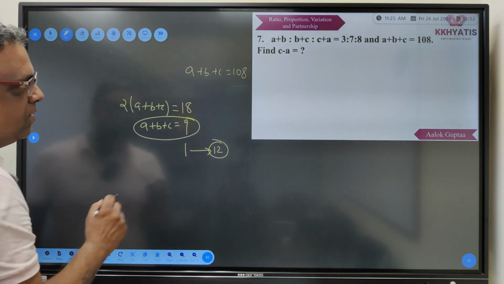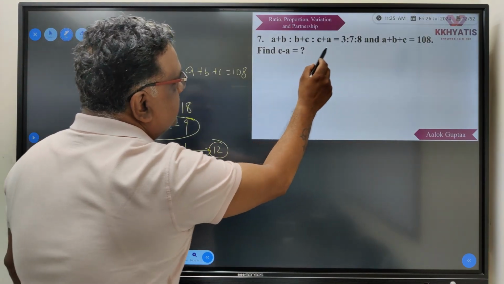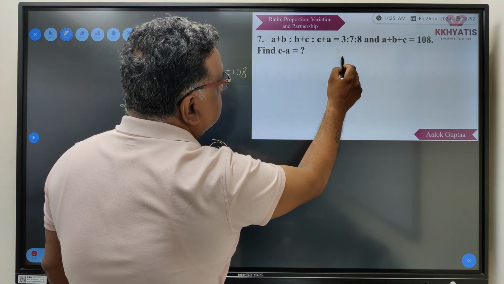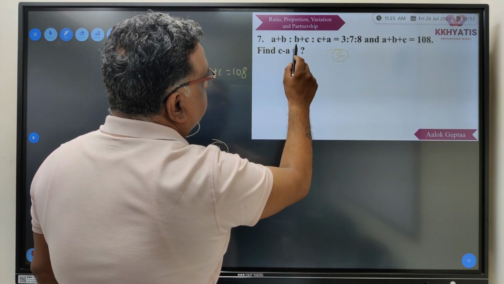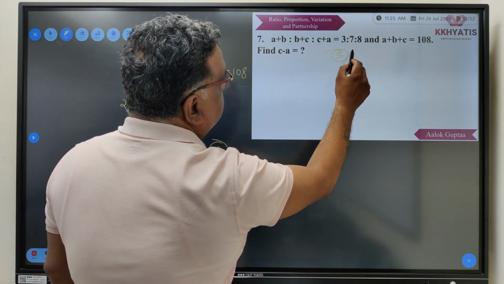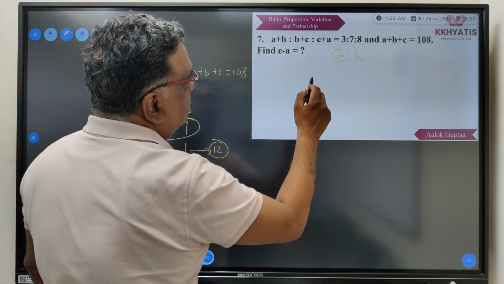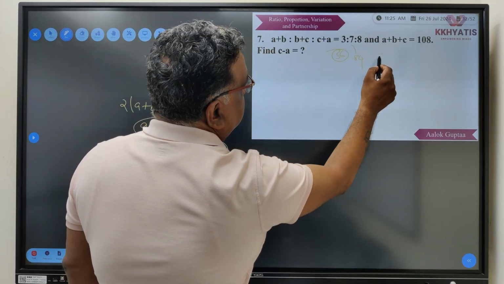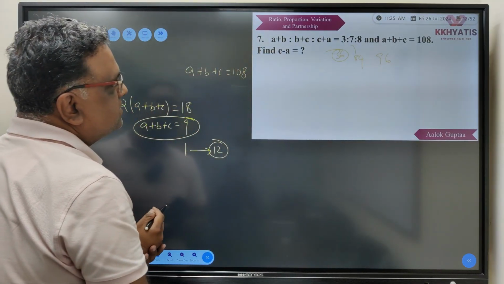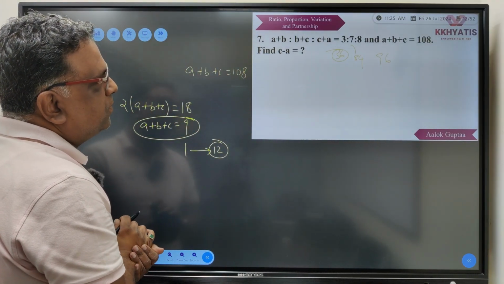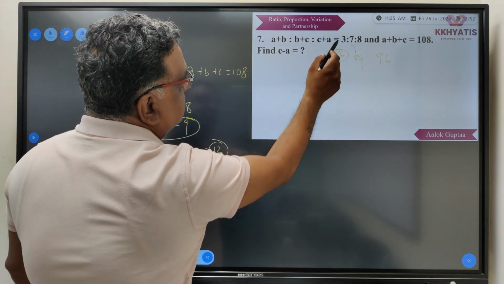Yes or no? Which means A plus B is 3. Actually, it will represent 36. B plus C is 7. It will represent 84. C plus A is 8. So it will represent 96, right? Now I have to find C minus A. So A plus B is 36.